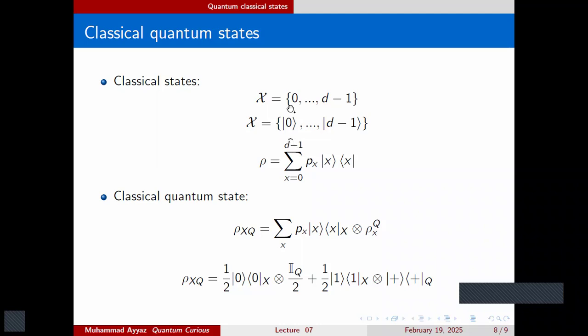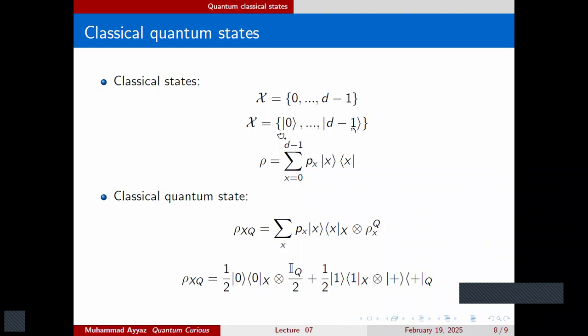So let's start with the representation of the classical state. So we have some classical variables that are represented by set X, and they have D minus one values. And each value has some probability distribution associated with it. So we could represent these values in the form of the kets. So we have a set that has some values and they are represented by standard basis. And we could represent the given set having some probability distribution associated with each element of the set with the help of the density matrix.